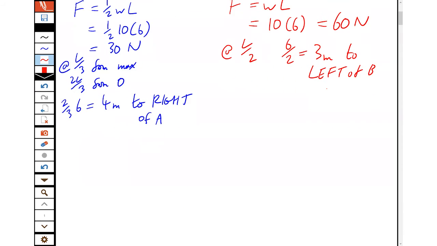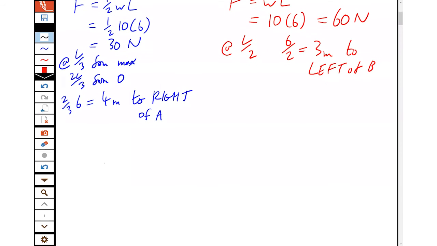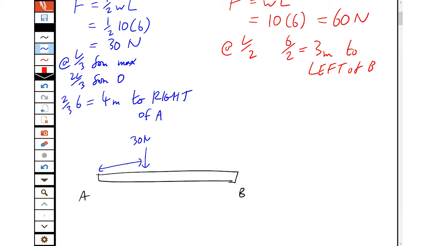So we draw our diagram now. We have A and B. We plug in the forces we found. We have 30 newtons down, 4 meters to the right of A. We have 60 newtons down, 3 meters to the left of B, which makes it 9 meters to the right of A.